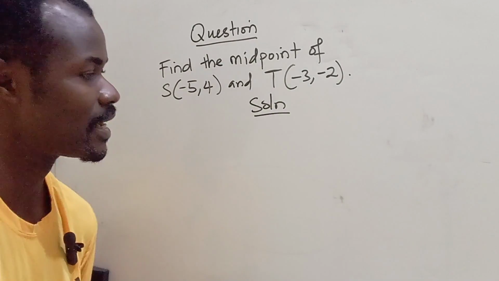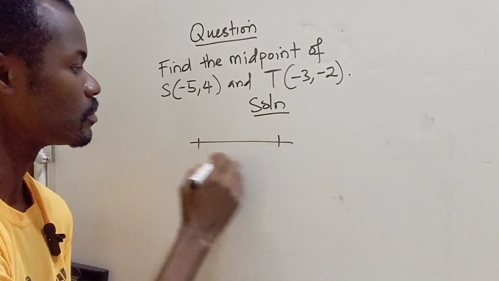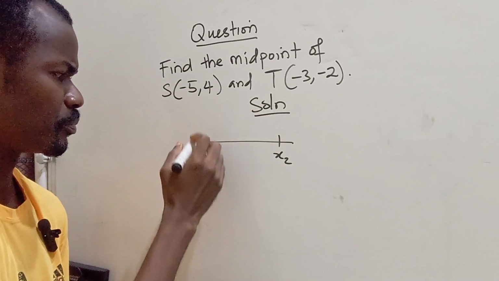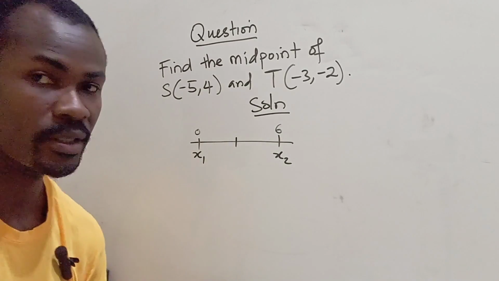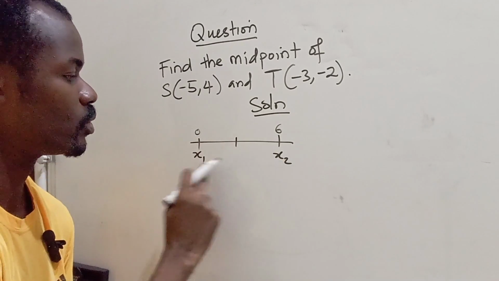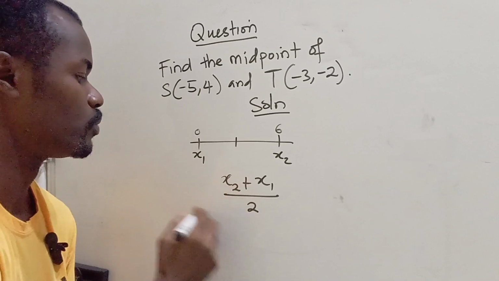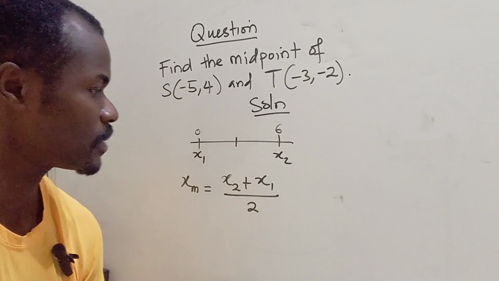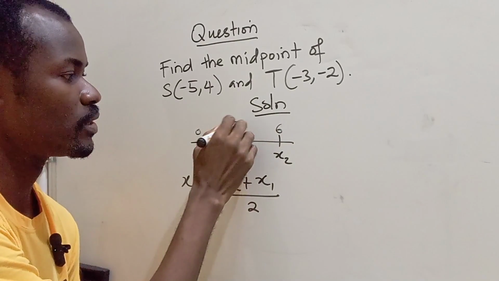Now the first thing we want to understand is the midpoint. If I have a line, let's say this is our x1, this is our x2, and x1 starts from 0 and goes up to 6, what should be the midpoint, the middle between these two? All we need to do is add these two: x2 plus x1 divided by 2. That is our midpoint for x. From 0 to 6, half of it should be 3.